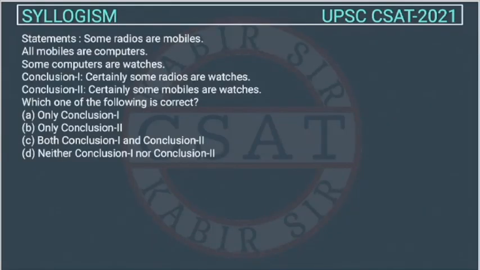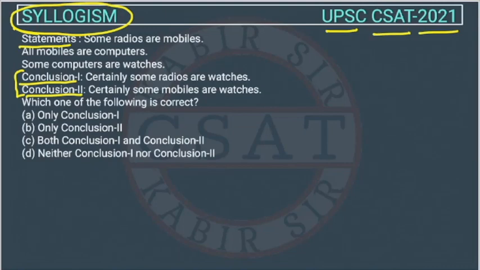So this is a question of reasoning from the chapter syllogism asked by UPSC in the CSAT paper of 2021. So these statements are given, right? And then two conclusions are given. So we have to check which conclusion we can draw from these statements, right? So which one of the following is correct? So we will solve this through Venn diagram.